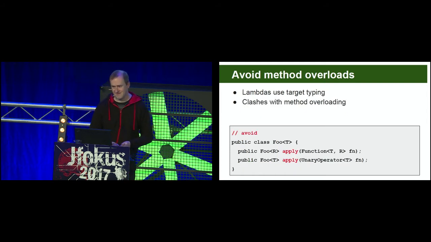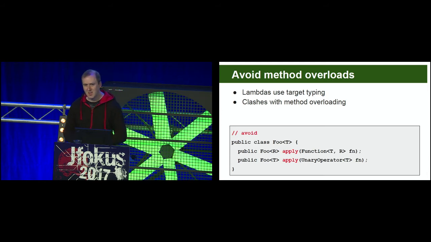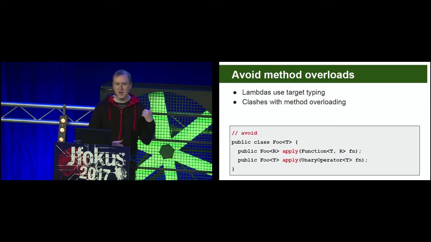But be cautious, because lambdas use target typing, as we saw earlier, to figure out what the types are. But this clashes with method overloading. So what you don't want to do is have a method overload, two methods with the same name, both of which take a functional interface. So here we've got an apply method taking a function and taking a unary operator. So the compiler now has a much tougher job trying to figure out which of those two methods you intended it to call, given the lambda.